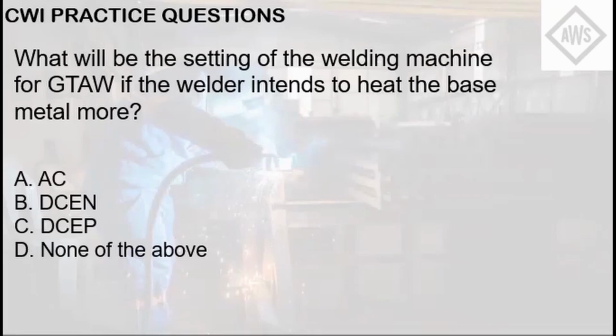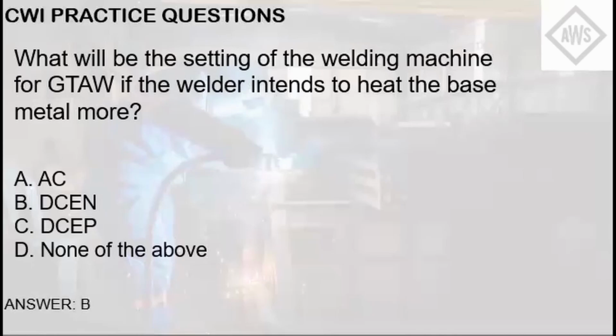You can use AC because when you run out of the electrode, you basically take out the contact of that filler metal to the base metal. So it is okay to use AC for that. Letter C, DCEP, heats the base metal more for SMAW because of the electronegative flow. Basically, the base metal will be heated up more because of that kind of circuit flow. So the answer here is letter B, DCEN.